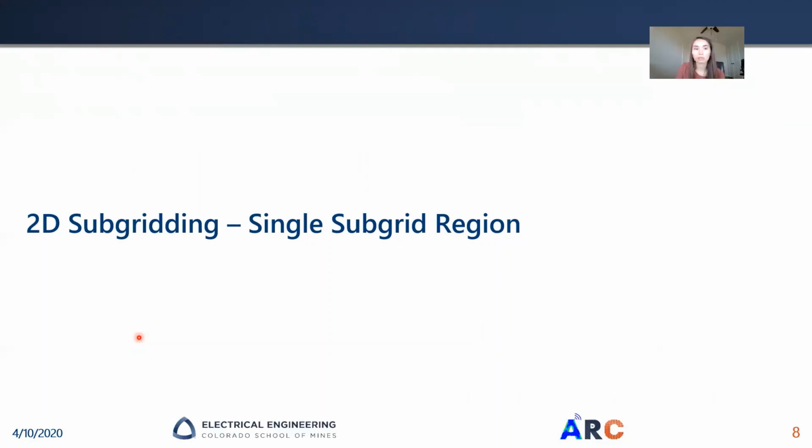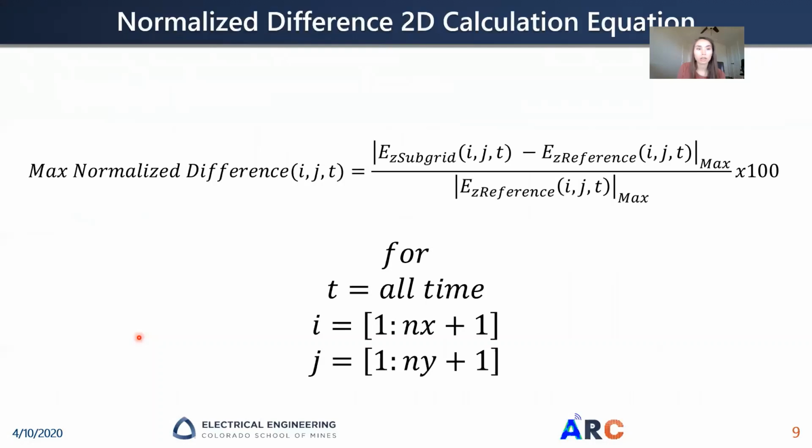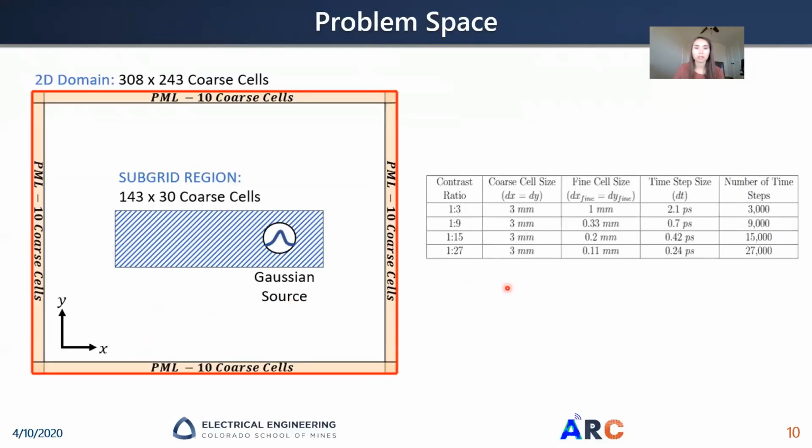So some results we have for 2D subgridding with a single subgrid region. This is the normalized difference equation we'll be using to calculate the error between a reference domain and our newly subgridded domain. As I explained earlier, we have a 1 to 3, a 1 to 9, 1 to 15, and a 1 to 27 contrast ratio, where the coarse cell size will stay constant at 3 millimeters, and the fine cell size will correspond to the given contrast ratio, smaller than the coarse cell size.